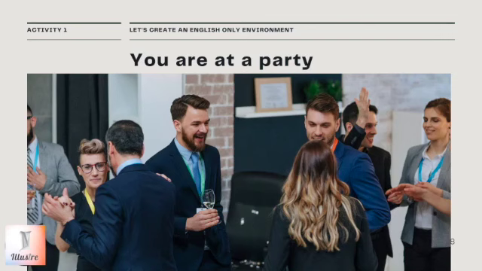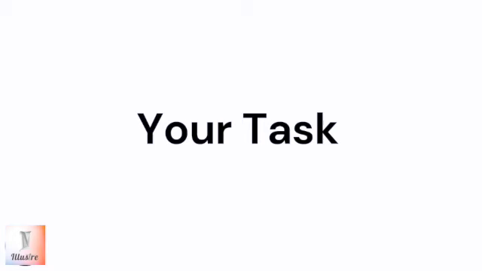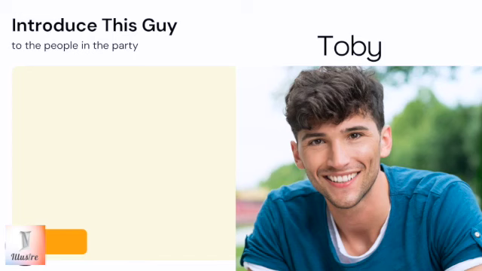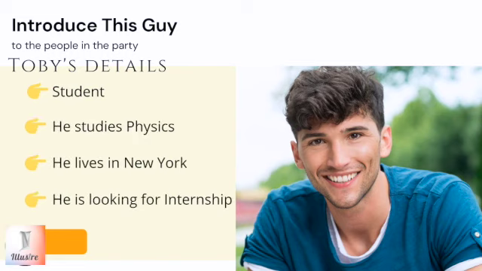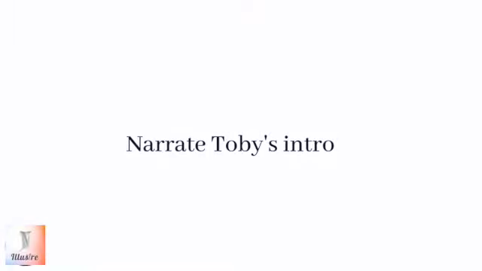For this activity, assume that you are at a party where people can only understand English. And your task is to introduce this guy. This guy's name is Toby. He is a college student. He studies physics, he lives in New York, and he is looking for an internship. Now, you have all the required information you need to introduce someone. Now is the time for you to introduce Toby to other people in the party. Take a few seconds, prepare a good intro for Toby, and narrate it when you're done.